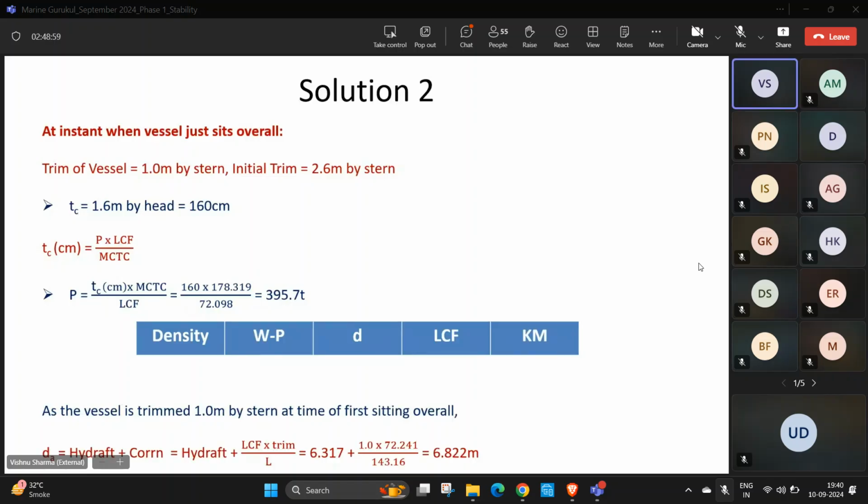Now, please calculate these and tell me if these are the values you're getting. And get the draft aft when the vessel just sits overall. Is that 6.822 meters? Yes or no? If you have not understood the process, please let me know.